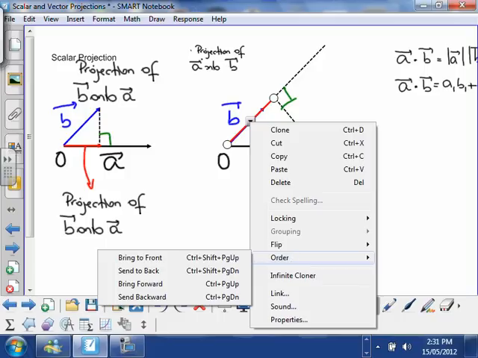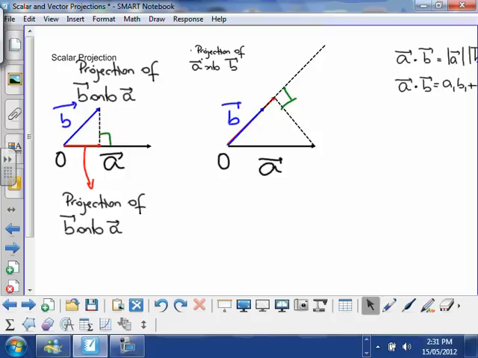I'm going to send this to the back. There you go. So we still see vector B. Okay, and this can go to the back as well.